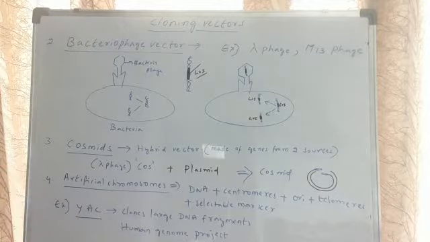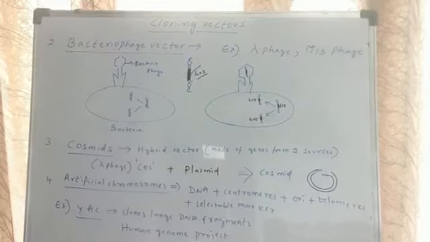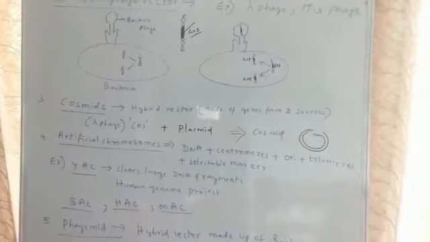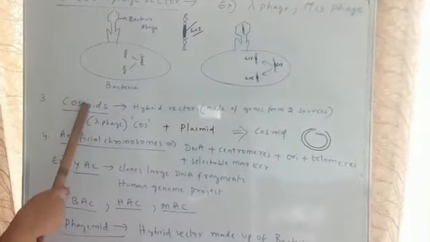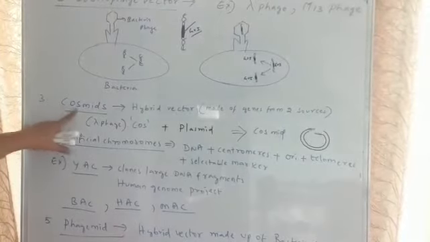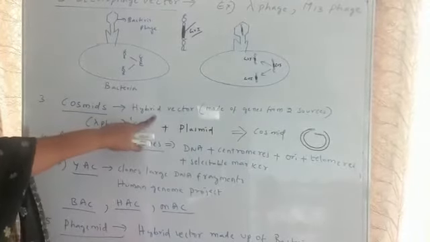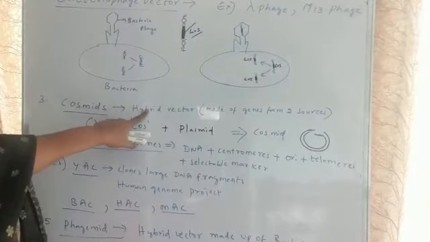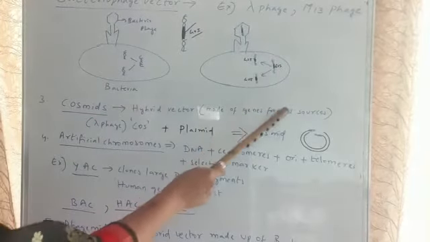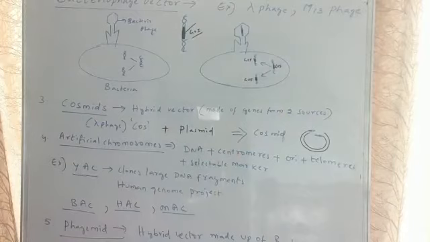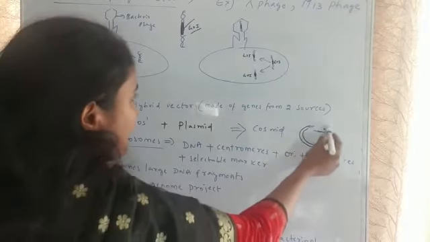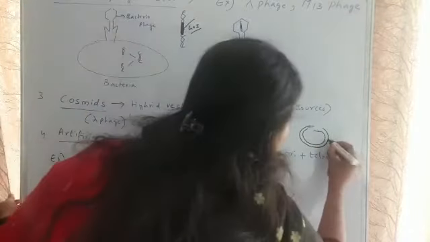Right, the next type of cloning vector which we are using is cosmids. Now, cosmids are hybrid vectors. These hybrid vectors are made up of genes from two sources. Now, let's understand what those two sources are. This black color which I have represented is a plasmid.